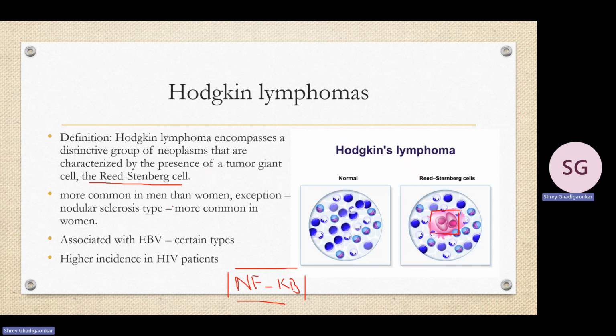Hodgkin lymphoma is a specific example of a tumor that escapes from the host immune response by expressing certain proteins that inhibit T cell function. Something more about it is that it's more common in men compared to women, with the exception of nodular sclerosis type, which is more common in women. It's associated with EBV, as mentioned, and there's a high incidence in HIV patients.